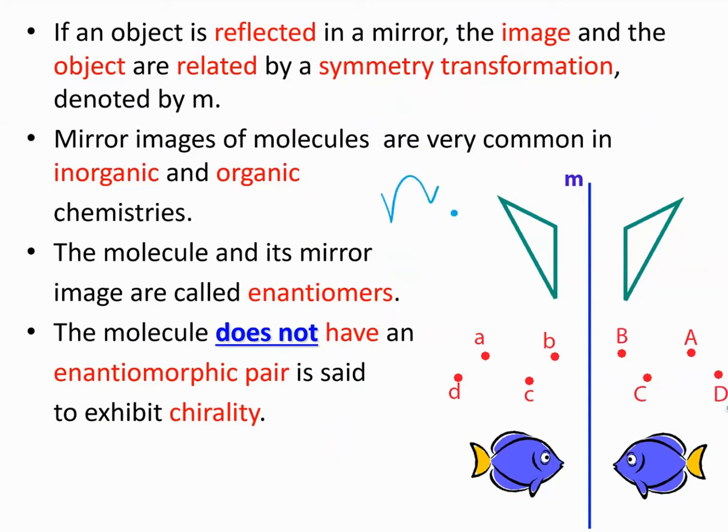So for the mirror, we just put one straight line, and then we put the symbol M, to indicate that it's a mirror plane. And then mirror images of molecules are very common in both inorganic and organic chemistry. So the molecule and its mirror image are called enantiomers. The molecule does not have an enantiomorphic pair to exhibit chirality. Okay, I'll make it simple.